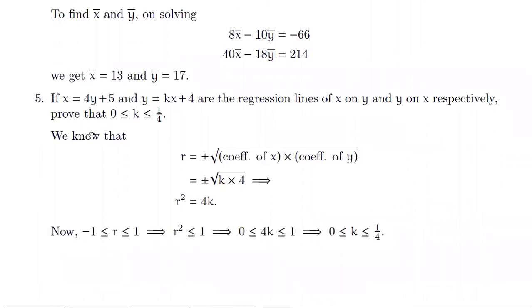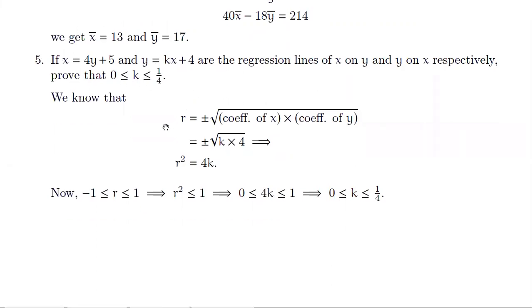Last problem. If x is equal to 4y plus 5 and y is equal to kx plus 4 are the regression lines of x on y, that is, this is the regression line of x on y, and y on x, that is, this line is the regression line of y on x respectively, prove that k lies between 0 and 1 by 4. Now here two regression lines are given.